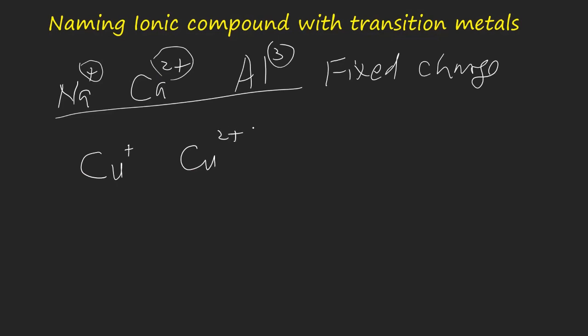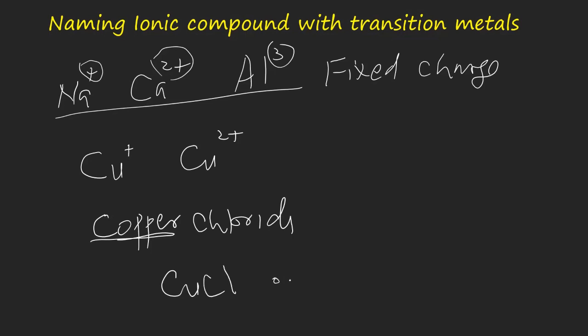So this is where naming ionic compounds with a transition metal is different. For example, if the name says copper chloride, now I need to know whether this copper is +1 or +2, because that would make the formula different. So copper could be CuCl or CuCl2. In the first one, copper is +1, and in the second one, copper is 2+. So that's why naming ionic compounds with a transition metal is slightly different.